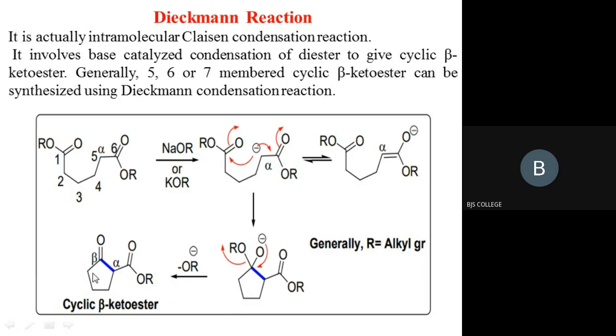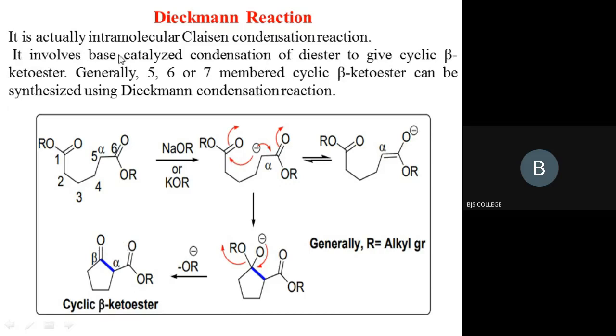Since this was found by Dieckmann, we call this reaction the Dieckmann reaction. This is another reaction where you take a diester, with two ester groups separated by 4 or 5 carbon atoms, and then a 5-membered or 6-membered ring formation is possible by intramolecular condensation. When condensation takes place within the molecule, we call it intramolecular condensation, forming a cyclic beta keto ester as a product.